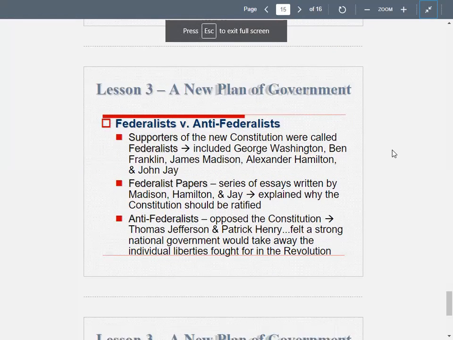So, the Federalists versus the Anti-Federalists. Supporters of the new Constitution were called the Federalists. These included George Washington, Benjamin Franklin, James Madison, Alexander Hamilton, and John Jay. The Federalist Papers are a series of essays written by Madison, Hamilton, and Jay, and they explained why the Constitution should be ratified. The Anti-Federalists opposed the Constitution, and these people included Thomas Jefferson and Patrick Henry. They felt a strong national government would take away the individual liberties fought for in the Revolution.